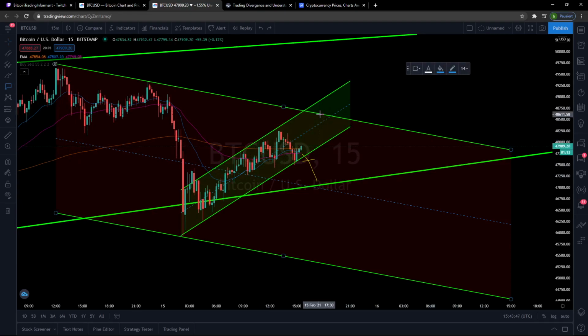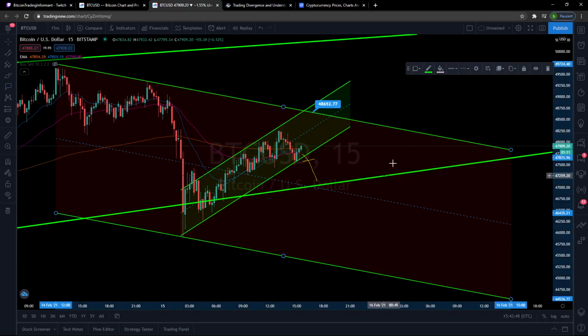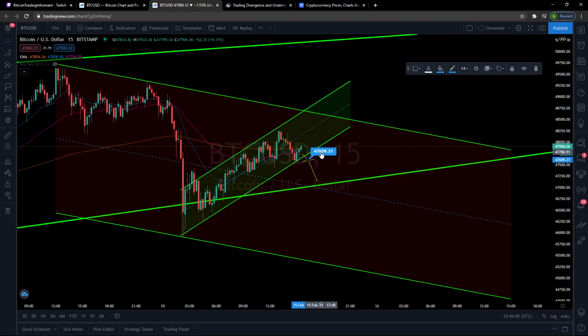So this is a point to watch here. It's an upper trend line at about 48,600 or 48,500. If Bitcoin breaks this line, perfect, we'll keep in the trade. It's perfect for us, we're making money. If Bitcoin is breaking down under this, that's my stop loss, 47,600. I am out of the trade.